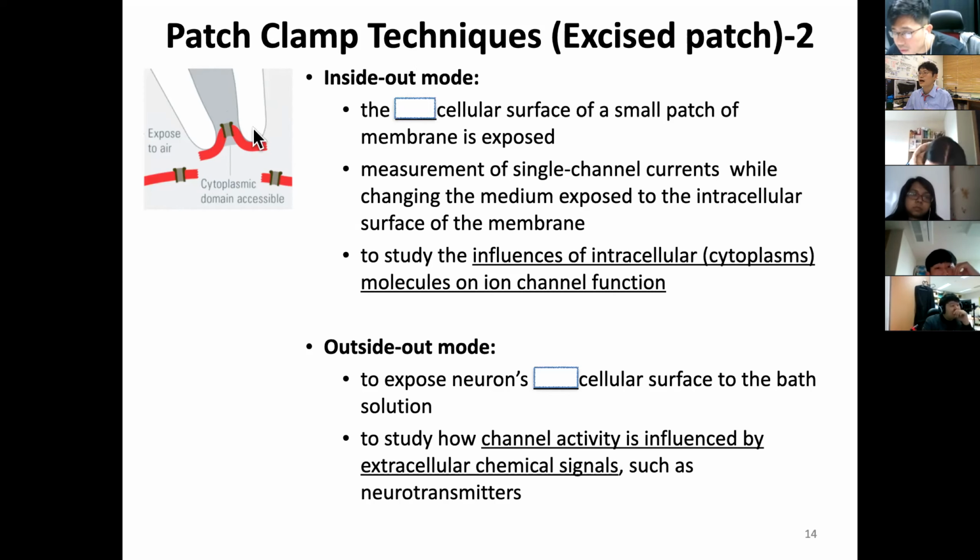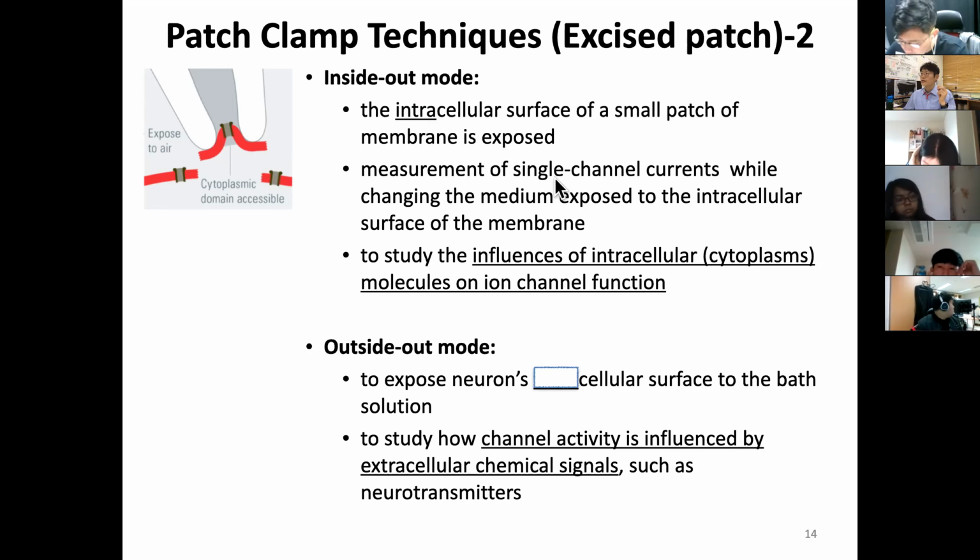So inside out, this is called inside out because it's inside, all right? So let's say, what would be, is it the intracellular or extracellular surface of a patch that is exposed? Intracellular. Exactly, you see the inside is exposed, intracellular.